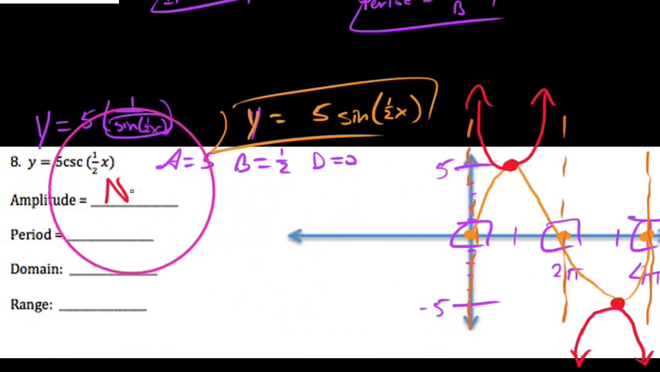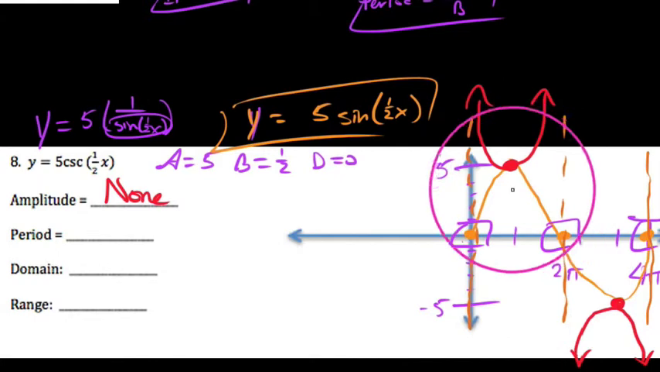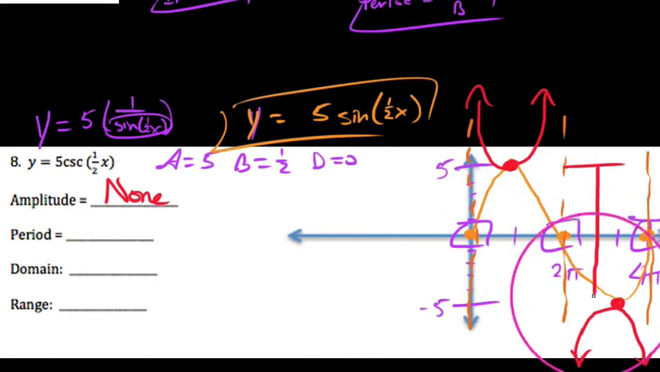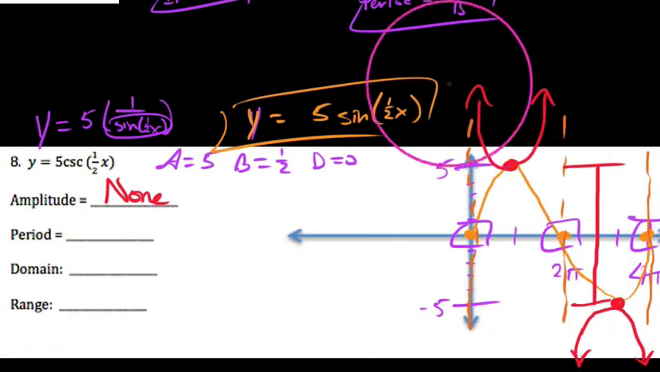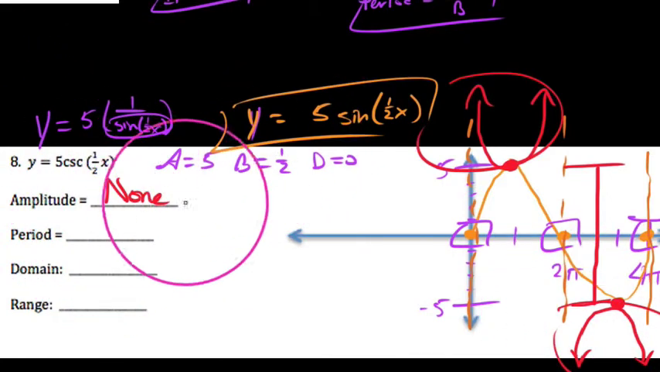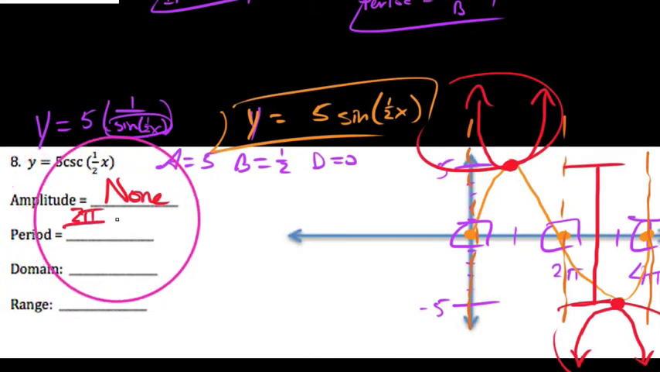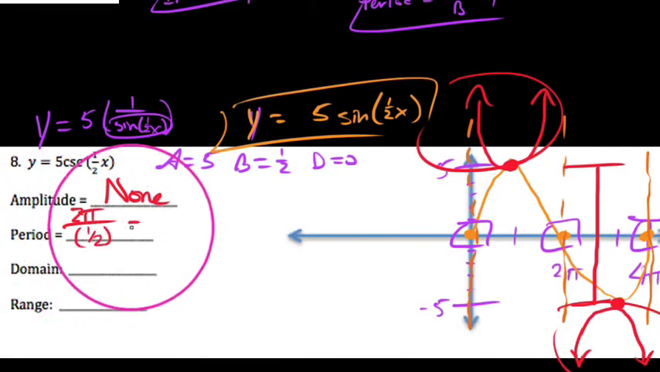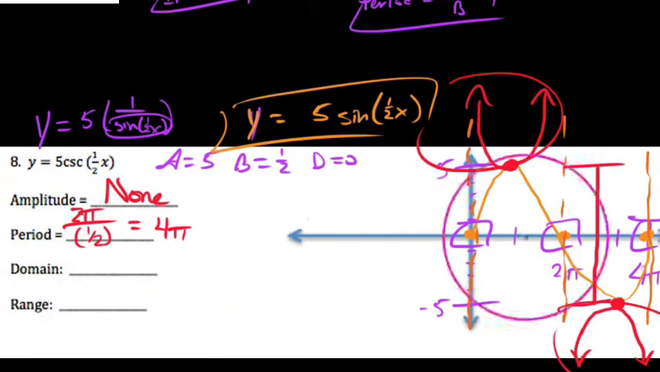So the amplitude, this would have no amplitude. Remember, by definition, the definition of amplitude is half the distance from the max to the min, and this graph here never stops going up or down, so it has no amplitude. Its period here, the period is still 2 pi over b, so 2 pi over a half, but last time we did that we got 4 pi, and we can see that easily on our graph.